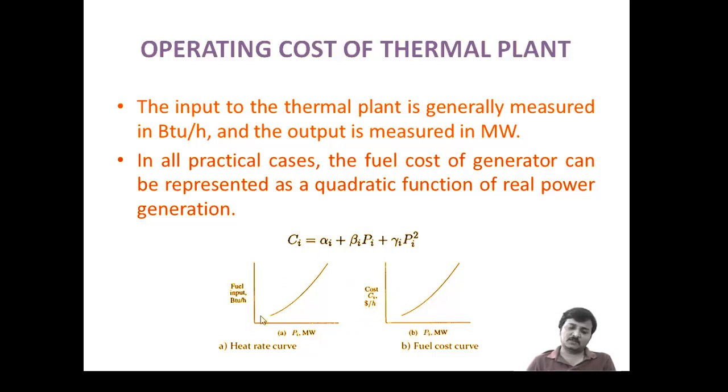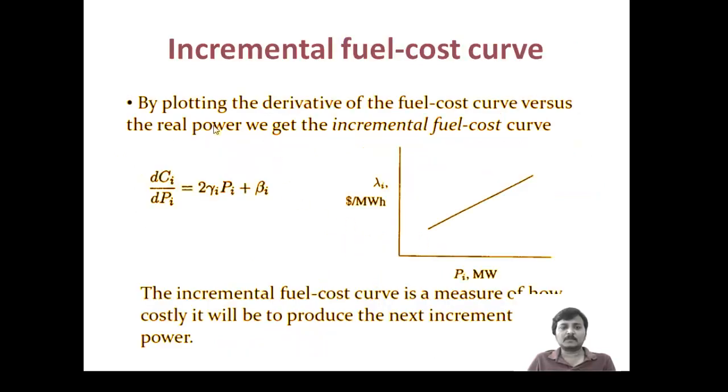So when you see this, it is a polynomial curve, not a linear one, having a polynomial function of alpha i plus beta i Pi, the power generation, plus gamma i Pi square. Because it is a polynomial function, it is a quadratic function. So the cost function Ci, this equation relevant to the fuel cost curve, is Ci equals alpha i plus beta i Pi plus gamma i Pi square.